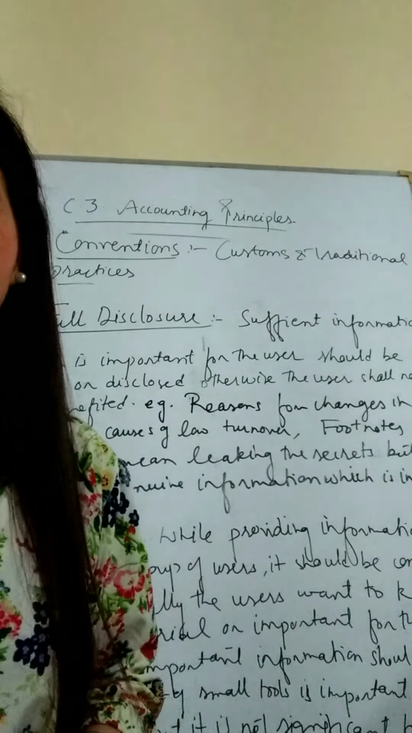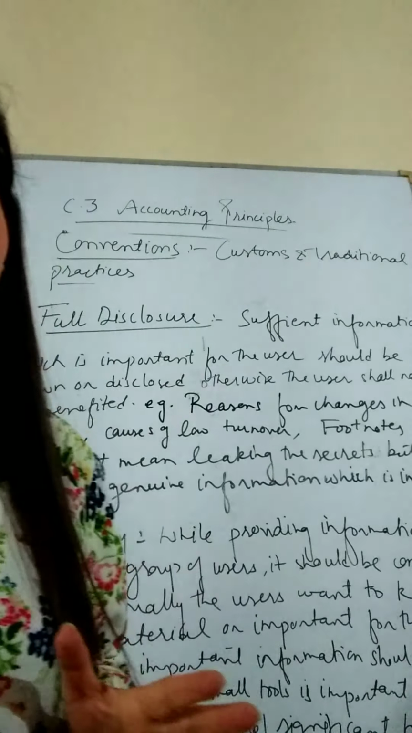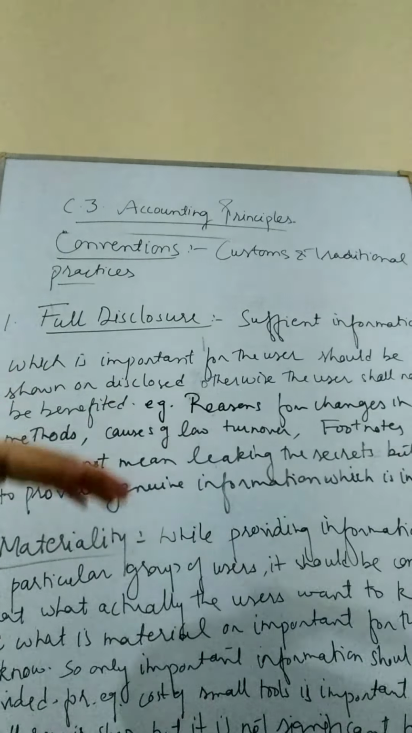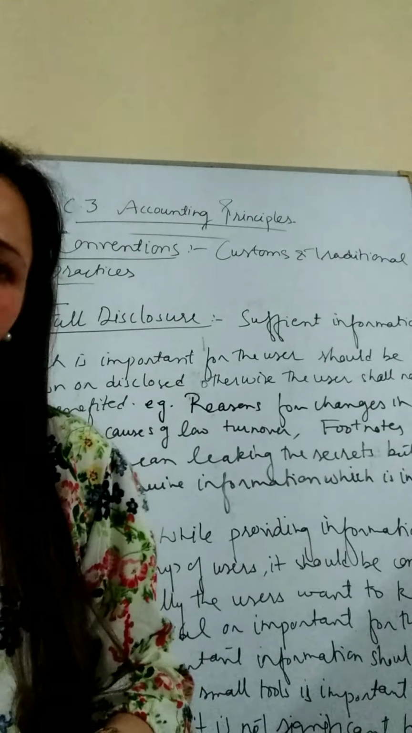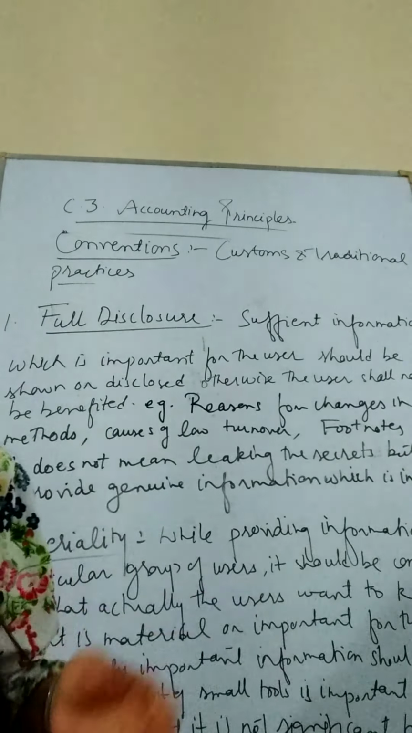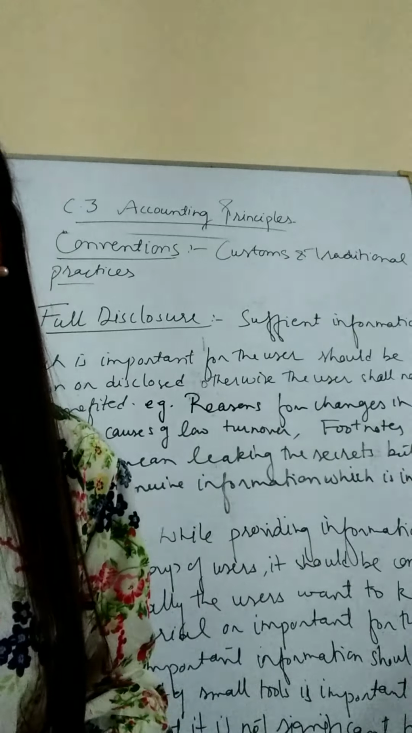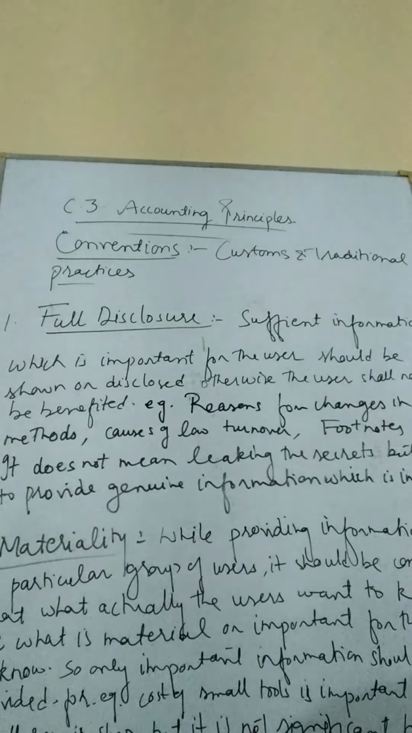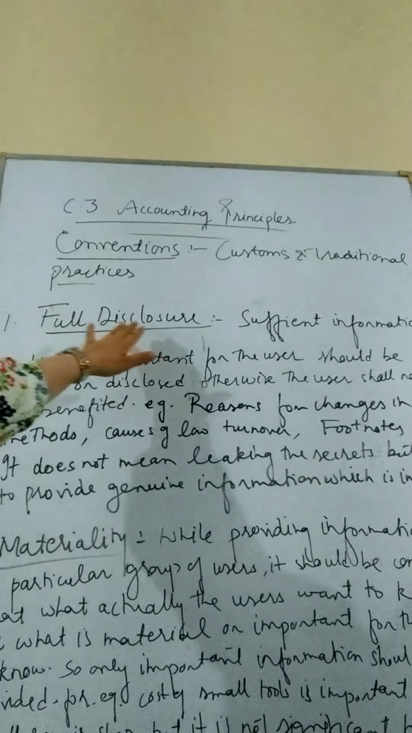And this is probably the last topic of chapter number 3. So we have 3 conventions that we will discuss. What are conventions? Conventions are the customs and traditional practices which we have been following for many years in the process of recording transactions in accounting. Today we'll start with the first convention, that is full disclosure.